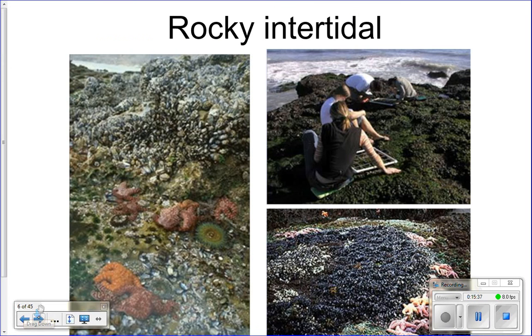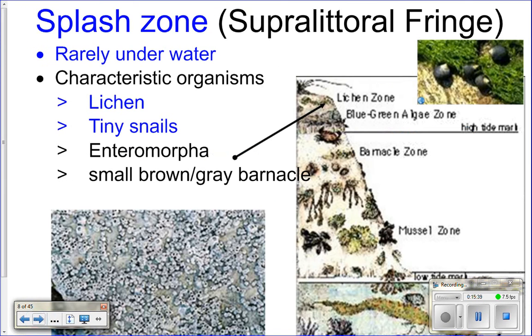So this upper zone is called the splash zone. And the splash zone is very, very rarely going to ever be underwater. This would be the zone that is only covered by the highest of the high tides. So most every other day, it will be exposed to the air. And it's called the splash zone because the majority of the water that this area gets is from when the waves crash and it sprays. That's how the animals get their water. Okay, so it's very, very rare that it's actually ever underwater.